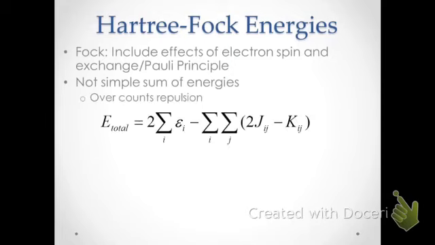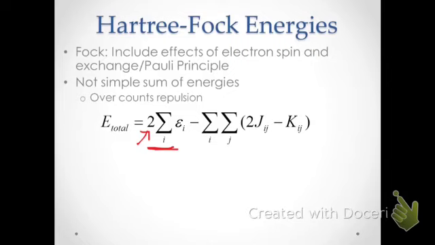Now, contrary to what you might believe, the total energy is not just a simple sum of the energies of the orbitals. So for example, this first term in this equation right here shows that we're summing over all the orbitals that we have in our system, and we're multiplying it by 2 because we have 2 electrons per orbital. So we're just taking the total sum of all the orbital energies and multiplying it by 2.